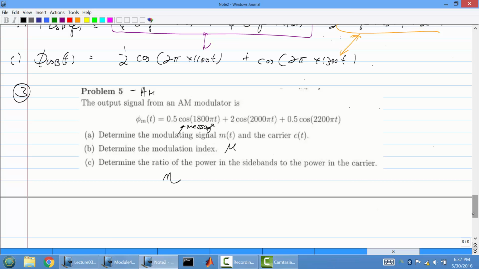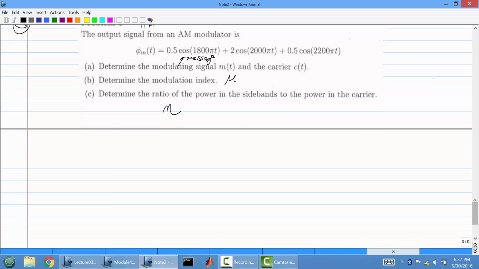Let's see here. Just want to make sure I got this. All right, good. Okay, this may not look so obvious, but if you remember what the spectrum looked like, if you actually draw out the spectrum first, it might help you figure things out. So let's figure out what the actual spectrum is.